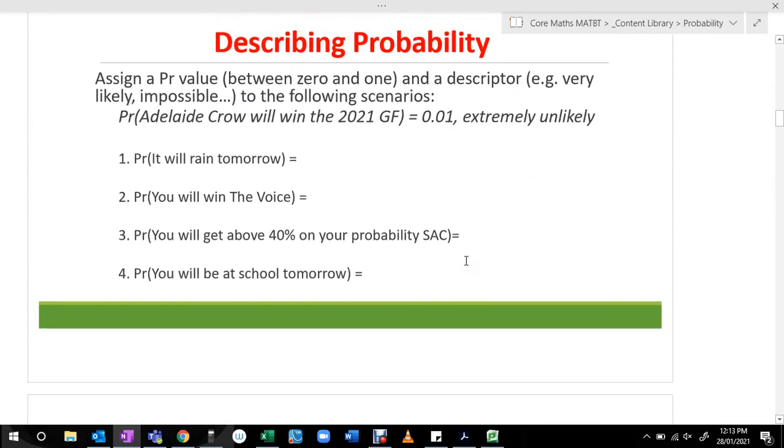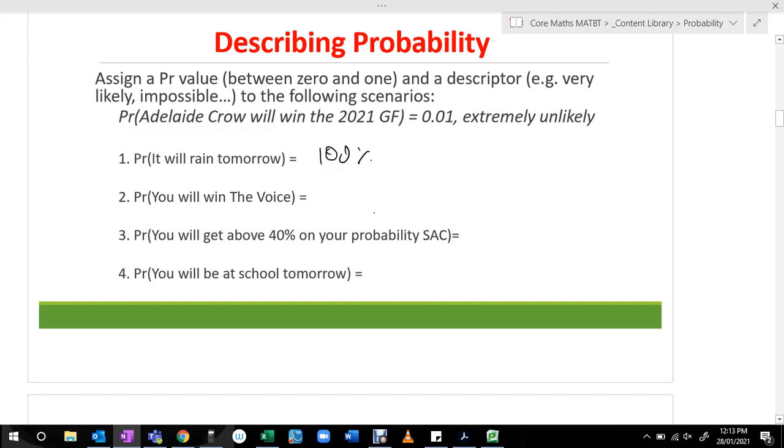All right, so just describing some probabilities. What is the probability it will rain tomorrow? Well, we don't actually know unless someone knows the weather tomorrow. Yes? 100%. Okay, so you're certain it will rain, based on the weather report.